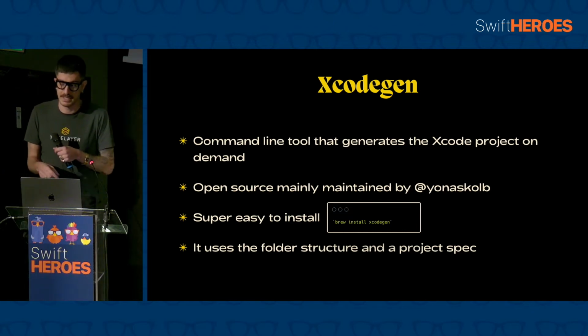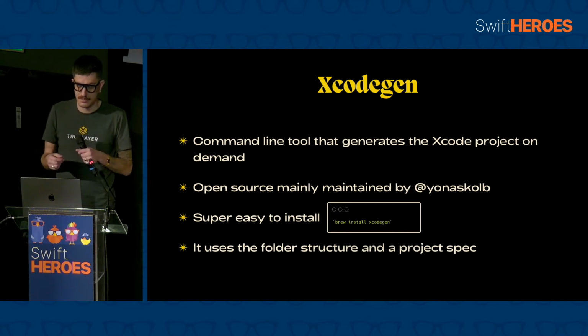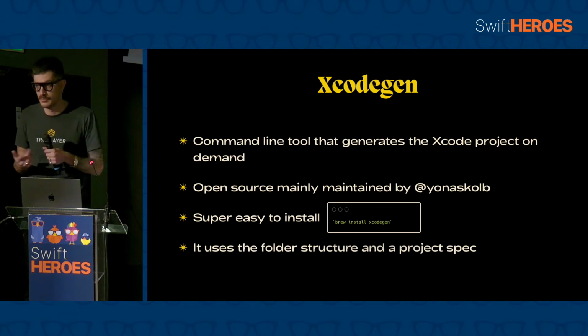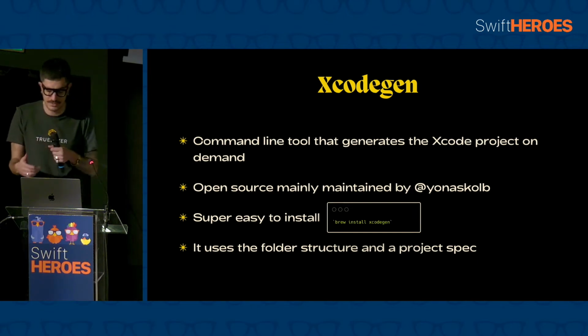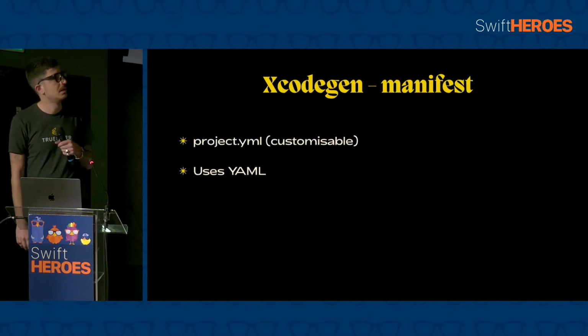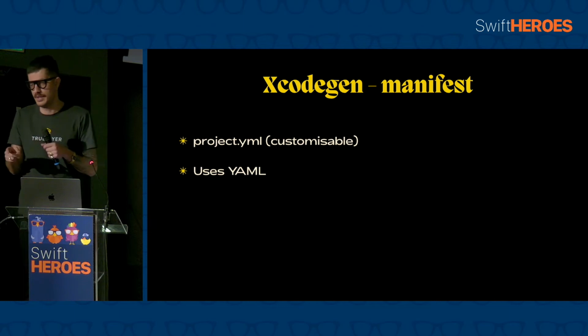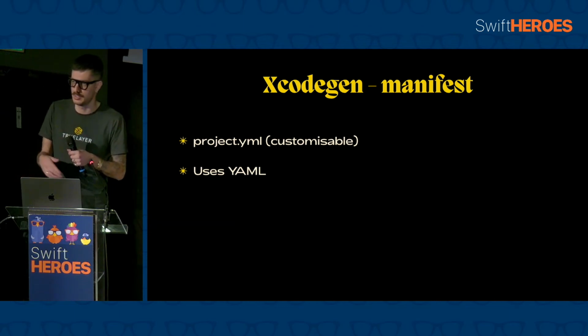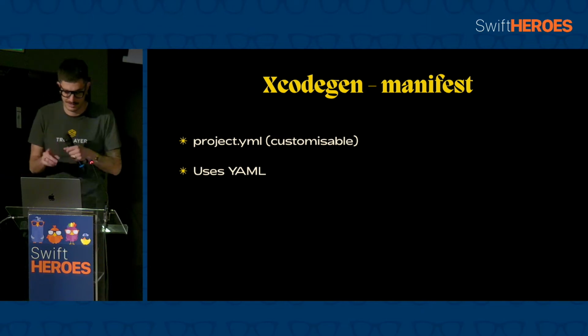It's open source, and it's mainly maintained by Jonas Kolb. That's his Twitter handle. And it's super easy to install. All you have to do is run brew install xcodegen. Basically, it uses a manifest and your folder structure, so it's kind of similar to Swift Package Manager, to generate your project. That manifest is called project.yml, and it's customizable. It doesn't have to be that name. You can pass it as a parameter in the command. It uses YAML. If you're not familiar with it, think of JSON and Python having a baby and it coming out really bad. That's YAML, basically.